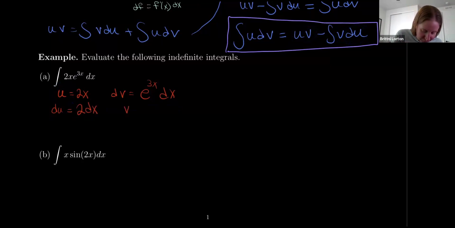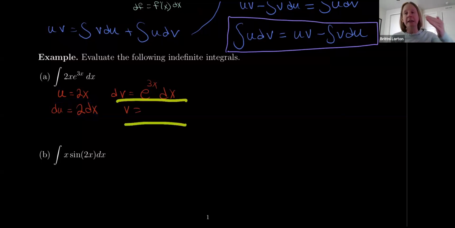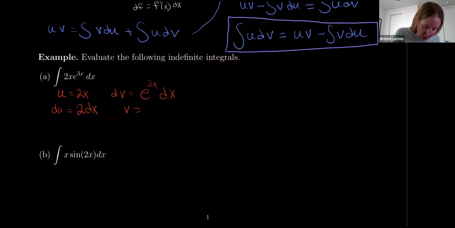And then I'm also going to need a v. So it's really important to notice that from u to du, I did a derivative. But now from dv to v, I need to do an antiderivative. So work backwards. The antiderivative of e to the 3x is e to the 3x times 1/3. Remember to divide by the constant multiple. Now, technically there's a plus c, but we're going to do a plus c at the very end. So you don't need to write that right now.